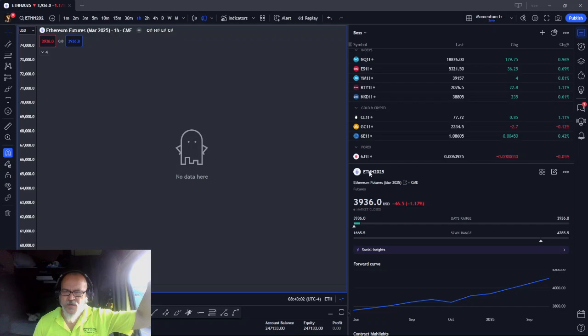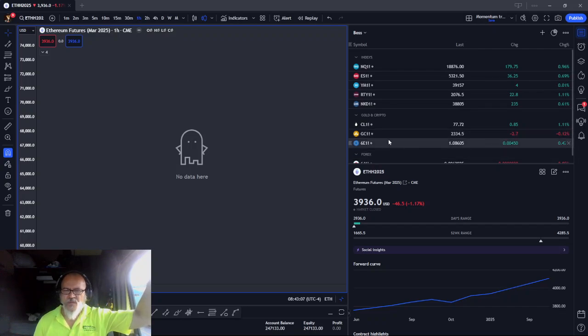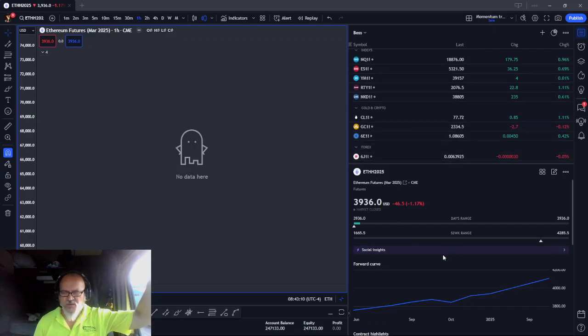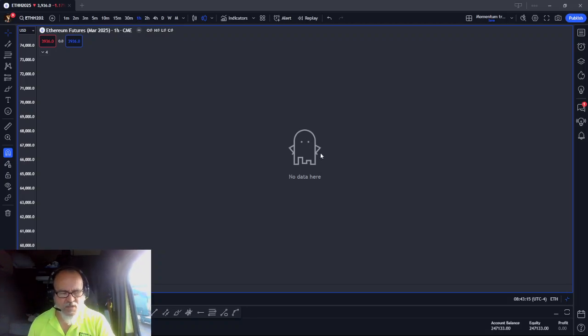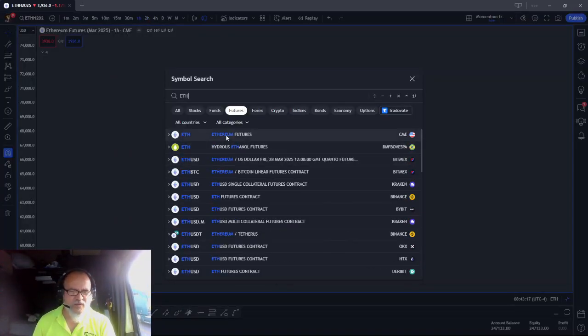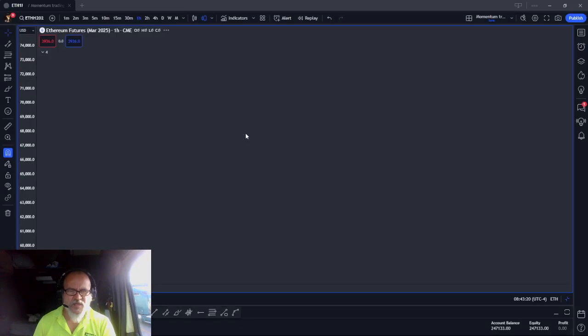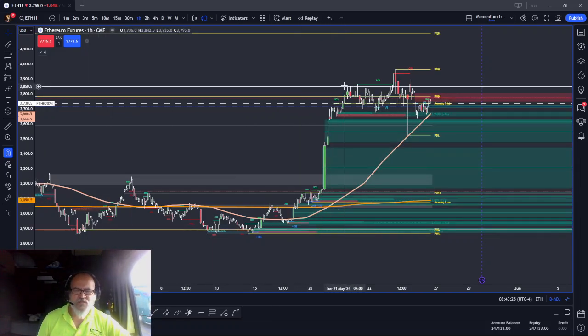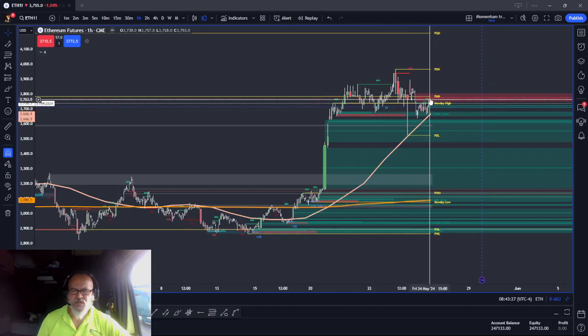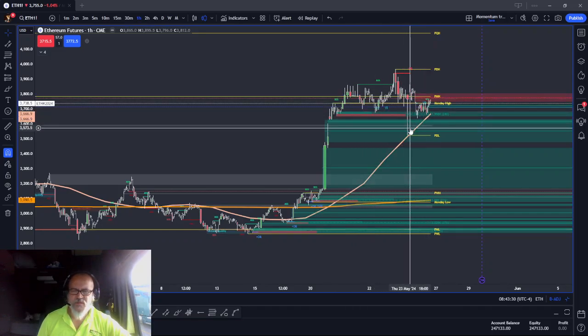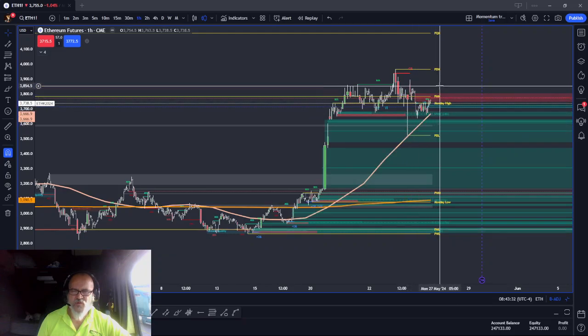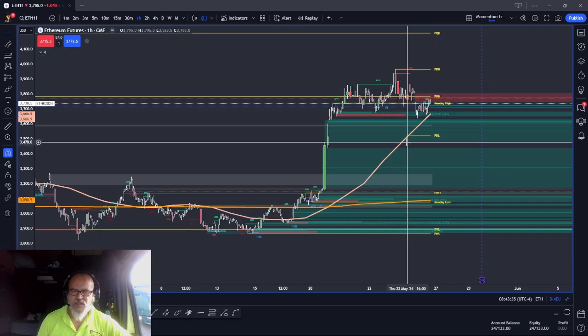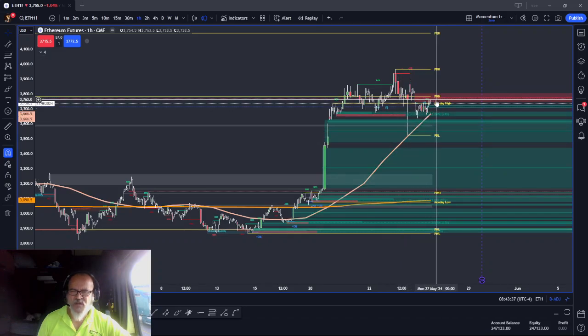Oh, no, I didn't want to do that. What did I do? I took it off the watch list. All right, so anyway, ETH, Ethereum futures on the CME. There we go. Okay, well, look at that. Nice little displacement up and a lot of consolidation. Manipulation move to the upside, then to the downside. We're back in this fair value gap.